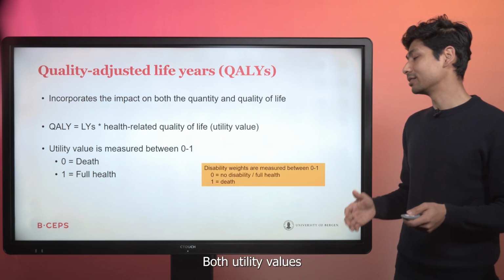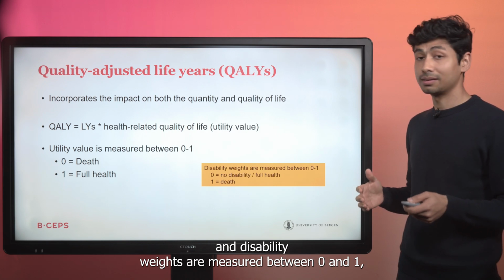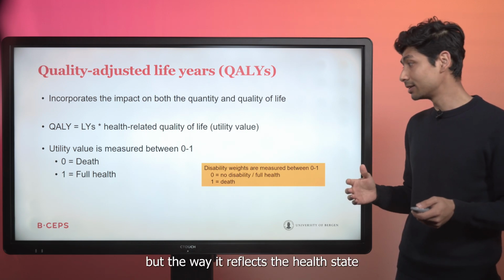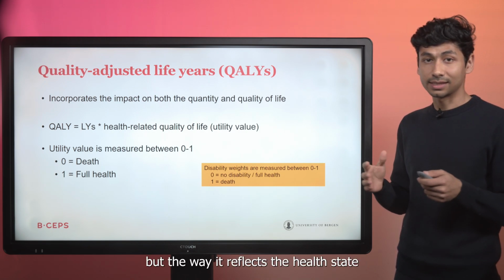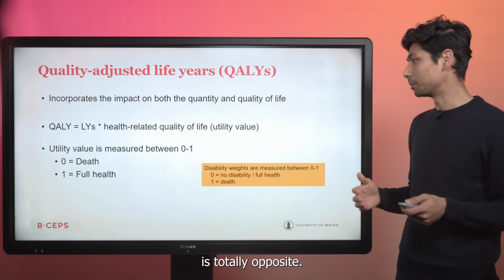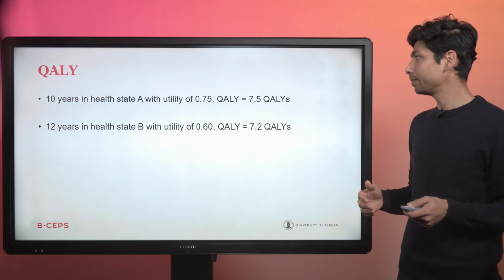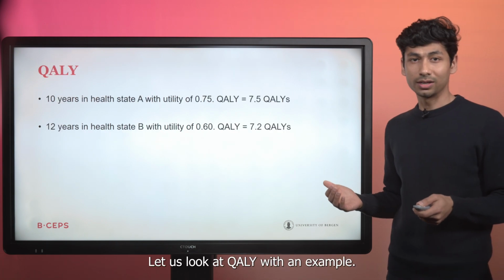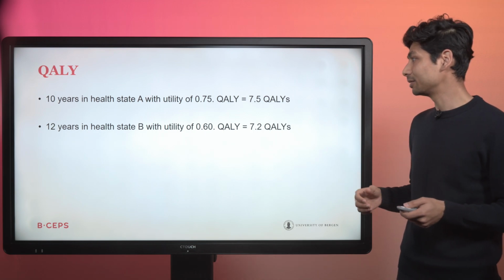Both utility values and disability weights are measured between 0 and 1, but the way it reflects the health state is totally opposite.